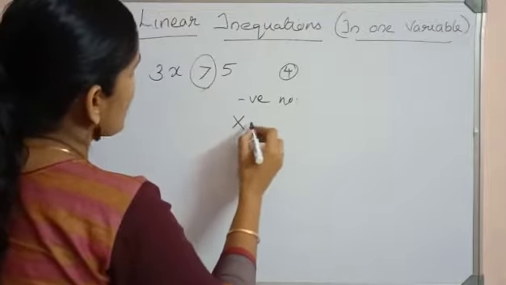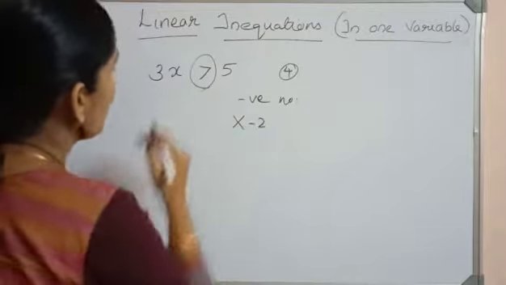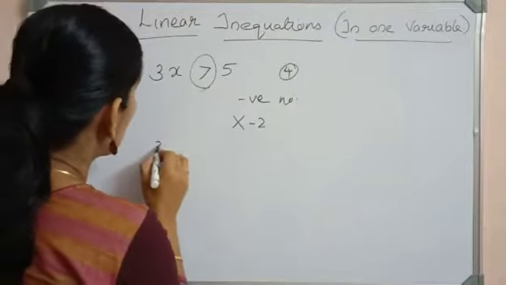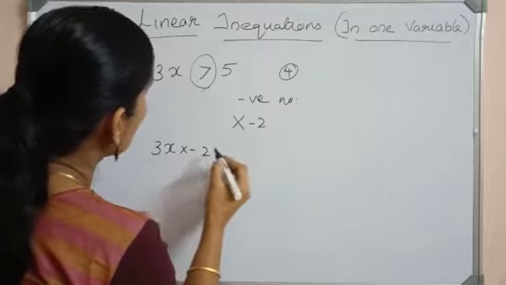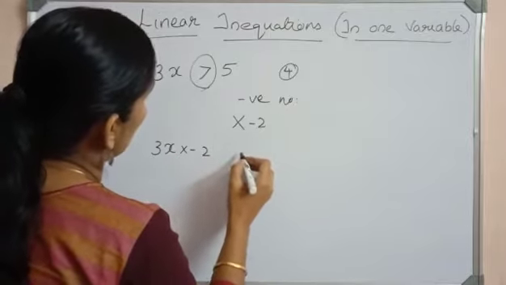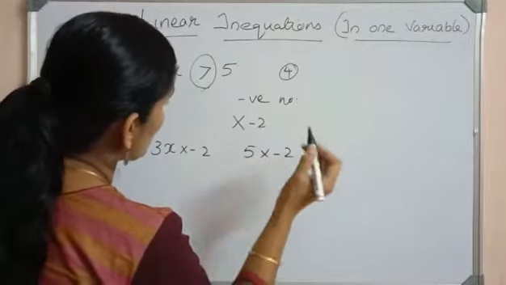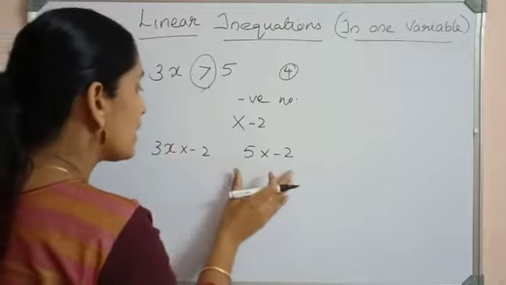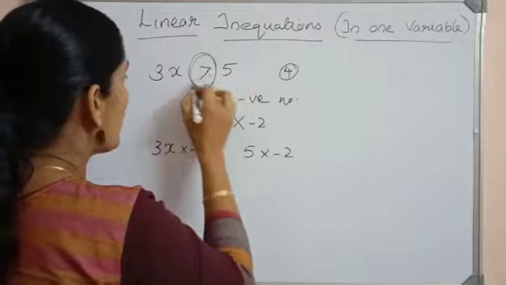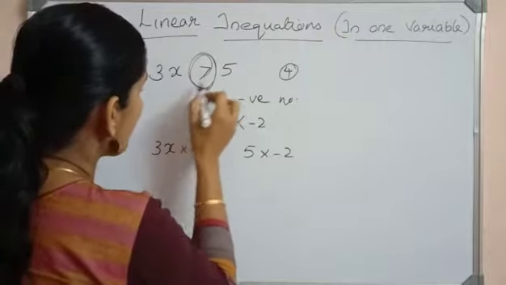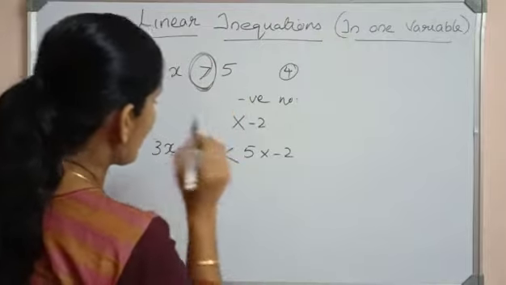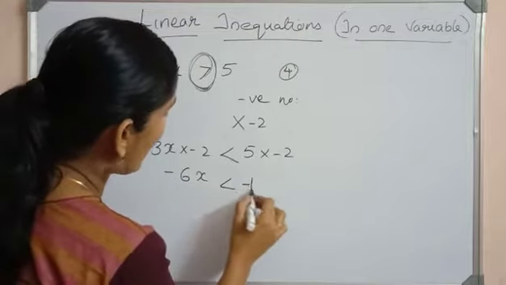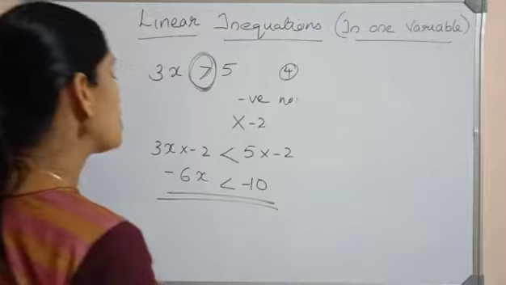Let's multiply this by minus 2. So when you are multiplying this inequation by minus 2, this becomes 3x into minus 2, 5 into minus 2. As per the rule, when you are multiplying or dividing by a negative number, the inequality reverses. That means the greater than symbol changes to the less than symbol. So we will get minus 6x less than minus 10. This is how your inequation changes.